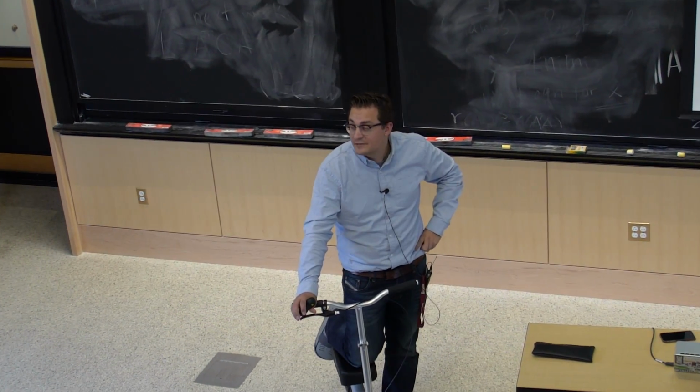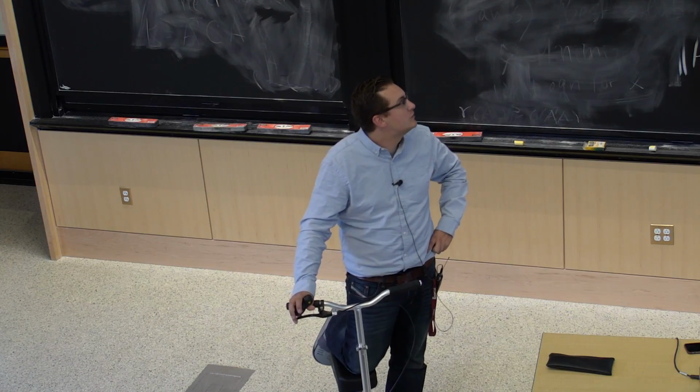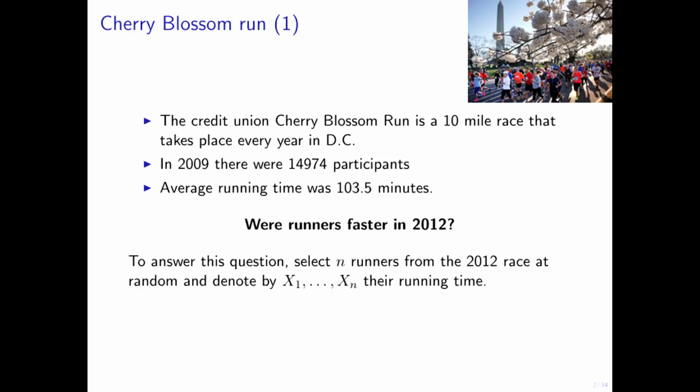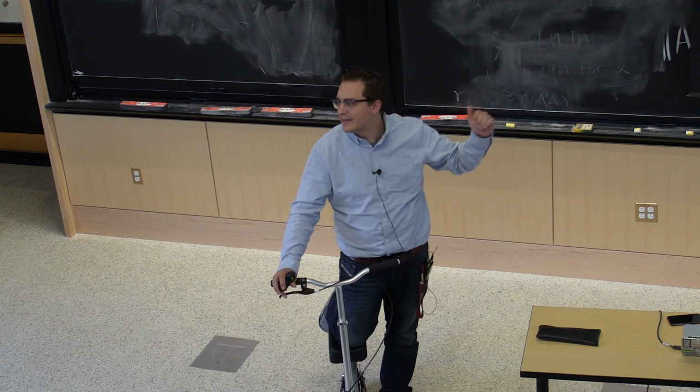In 2009, there were about 15,000 participants, pretty big race. And the average running time was 103.5 minutes. All right, so about an hour and a half or a little bit more. And so you can ask the following question, right? This is actual data, right? 103.5 is actually the average running time over all of the 15,000.